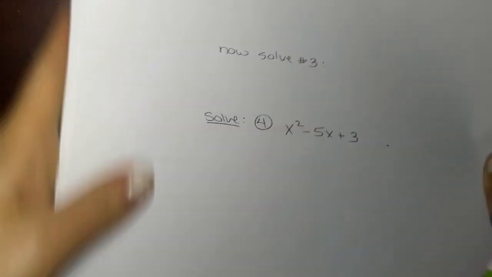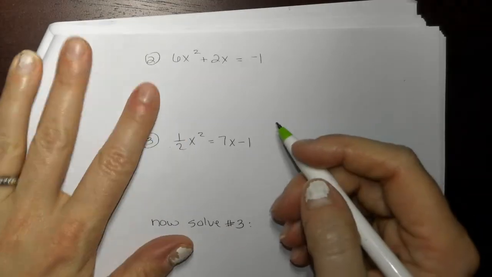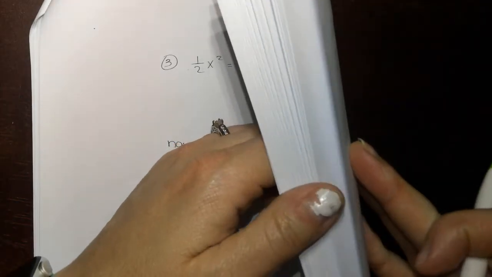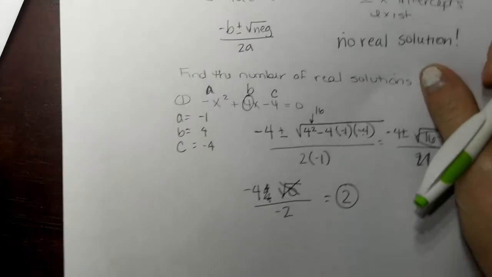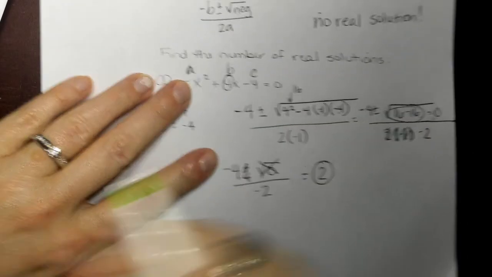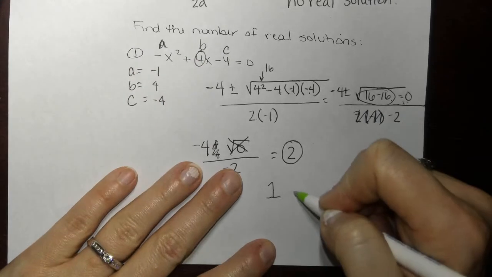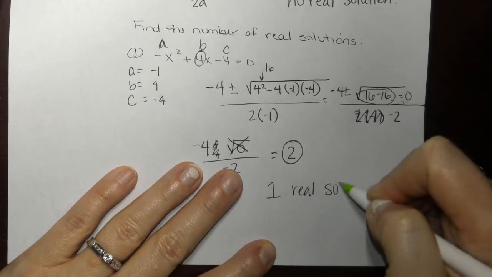Okay, let's go to the next page. Alright, 6. Let me see what this question said. The number of real solutions. So our answer really down here is one real solution. That's what it's asking us.